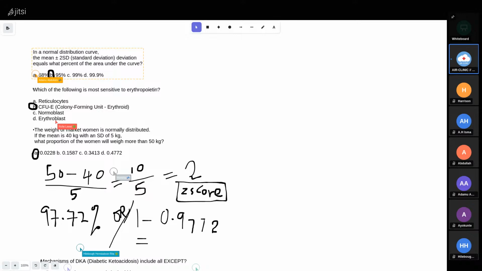Mechanism of DKA include all except: decreased gluconeogenesis in the kidney, in the liver, decreased insulin secretion. These are the options.